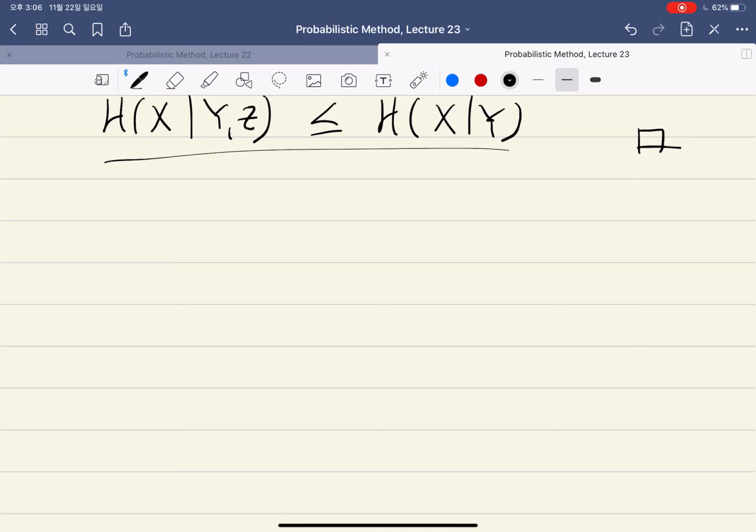So we defined the entropy, and later we will see some examples where we actually use this to solve some combinatorial problems.